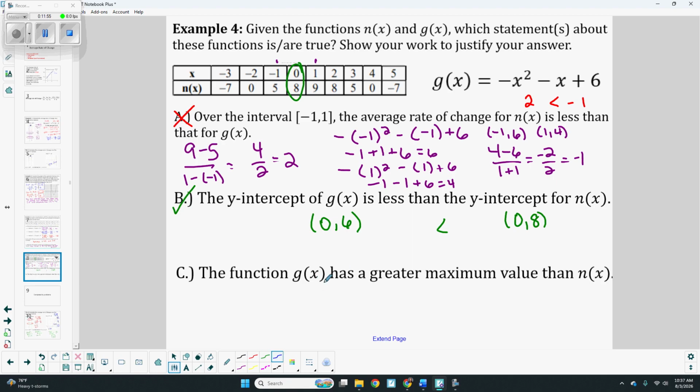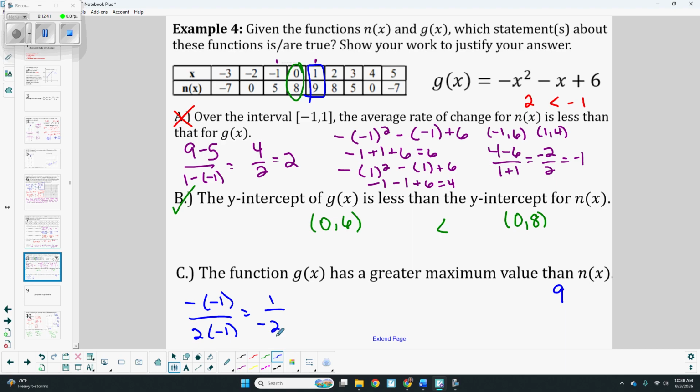For our last one, the function g of x has a greater maximum value than n of x. So the maximum value, and I'm now realizing I'm not sure. Yeah, we talked about this. This is fine. So for n of x, the maximum value would be 9. Right? The y value is 9. It's the highest y value we see. The function g of x, we would need the vertex for that. So I'm going to find the vertex of this equation, right? Negative b over 2a. So that's negative 1 over 2 times negative 1. Positive 1 over negative 2 is negative 1/2.